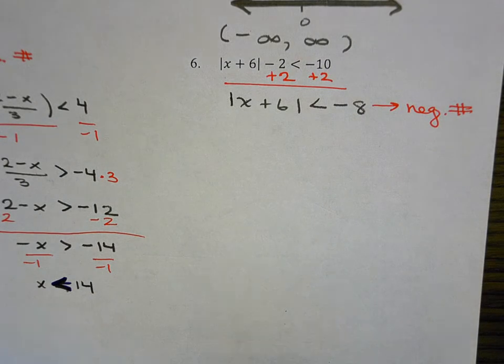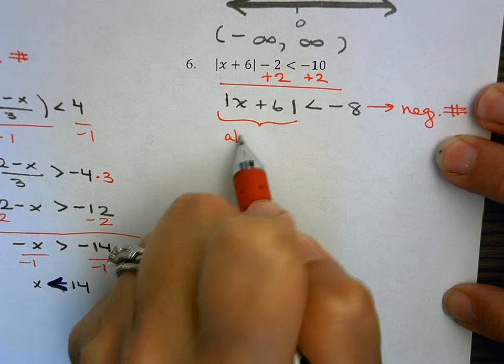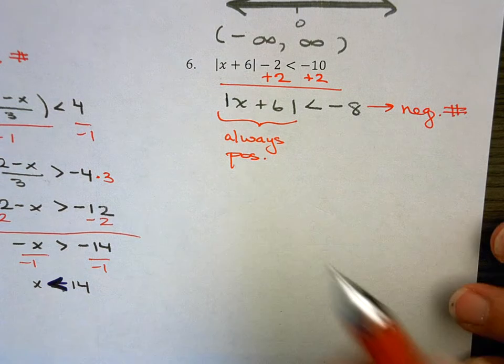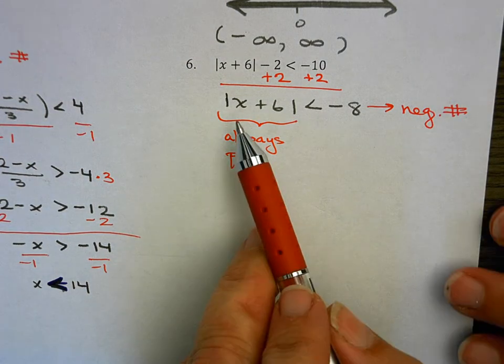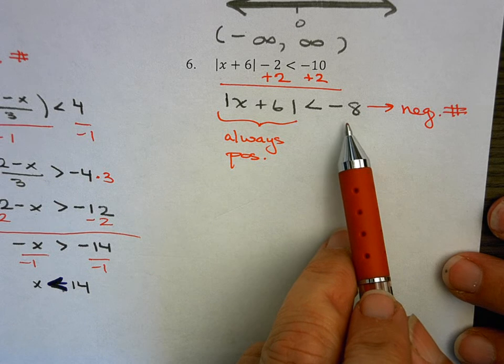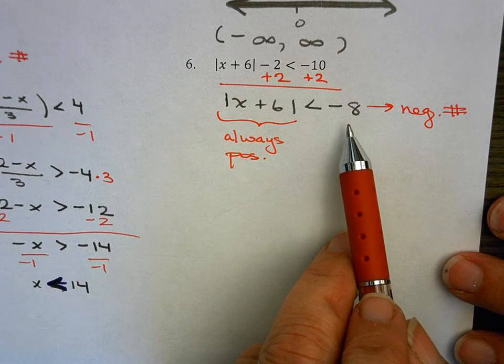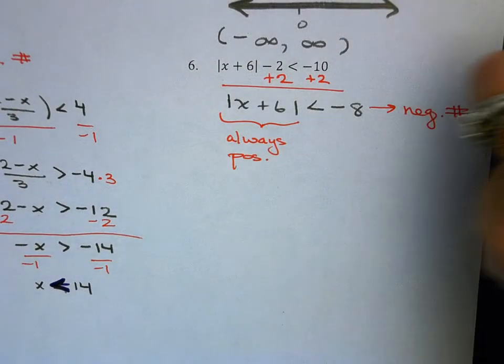So the way, again, I look at this is I know that this is always positive, right? Absolute values are positive, or 0. So I'm trying to think of what are the positive numbers out there, including 0, that are smaller than -8. So what positive number out there is smaller than a negative number? And that would be none of them, right? None of them. So this would be no solution.